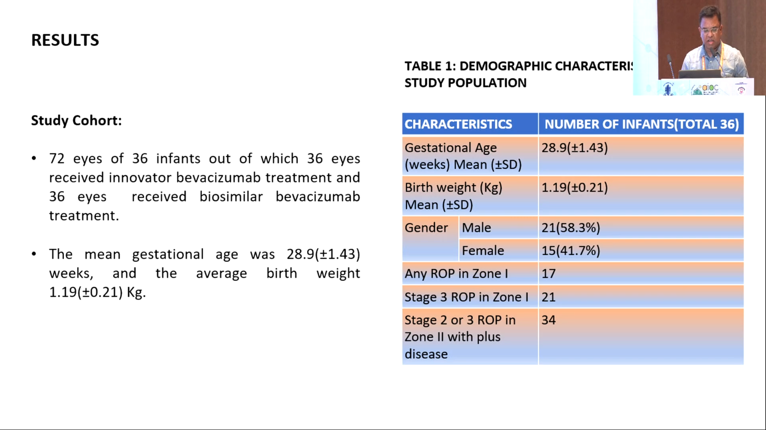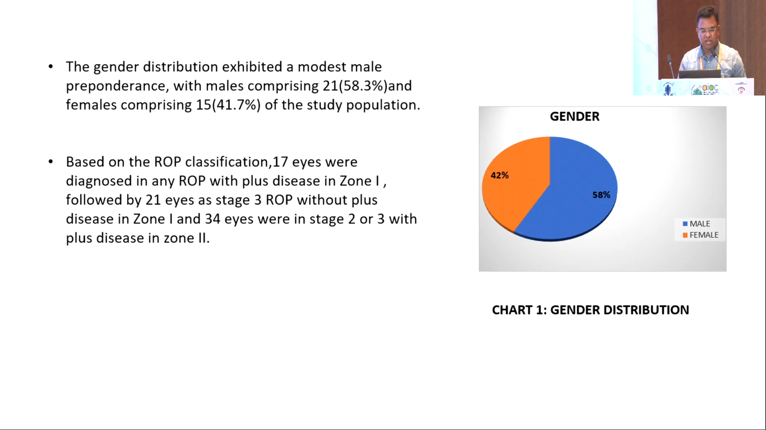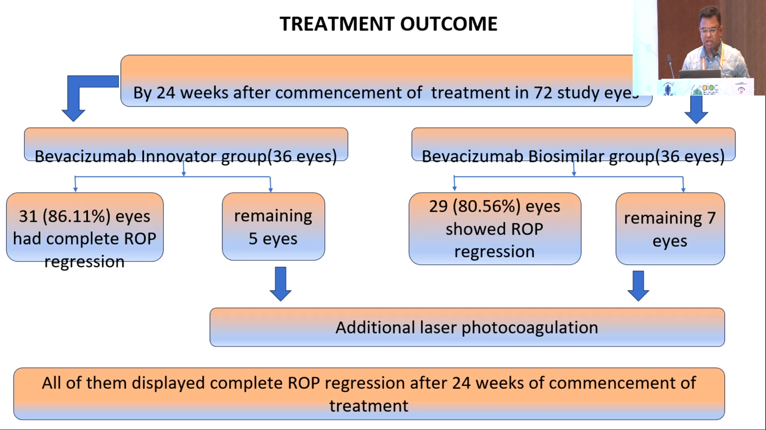Now, our study included 72 eyes of 36 infants, out of which 36 eyes received innovator bevacizumab, and the 36 eyes received biosimilar bevacizumab. The mean gestational age was about 28.9 weeks, and the average birth weight was 1.19 kg. The gender distribution exhibited a modest male preponderance, with males comprising about 58.3% and females about 41.7% of the study group.